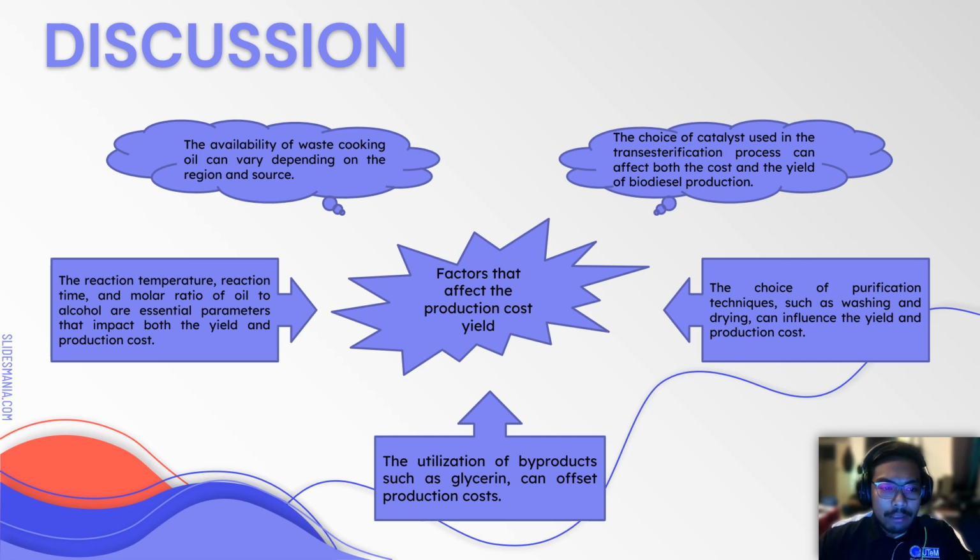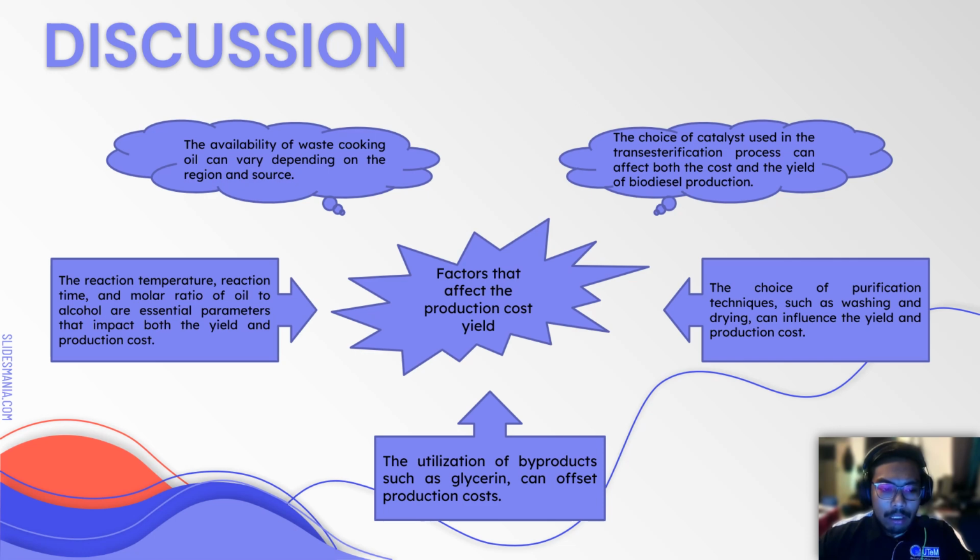Today I'm going to explain the factors that affect the production cost and yield of biodiesel. Okay, the first one is the availability of waste cooking oil, which can vary depending on the region and source. The second one is the choice of catalyst used in the esterification process, which can affect both the cost and the yield of biodiesel production. The third is the reaction temperature.